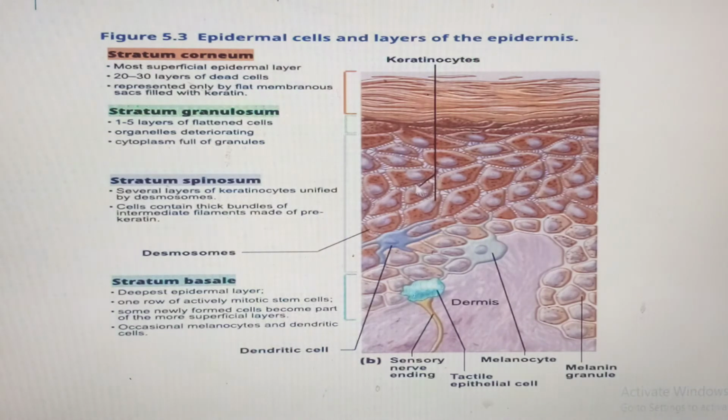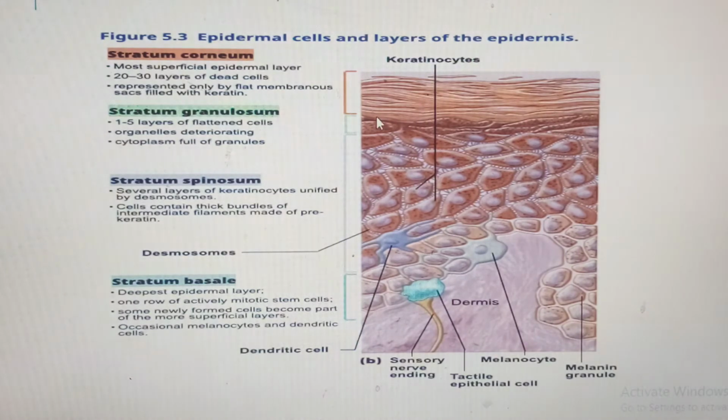And we said that this stratum spinosum will contain some spiny or spinous processes, some kind of cytoplasmic processes emerging from it, and that gives it its name, the spinous layer. But even then, it will begin to contain some granules, beginning to form some kind of granules over there.